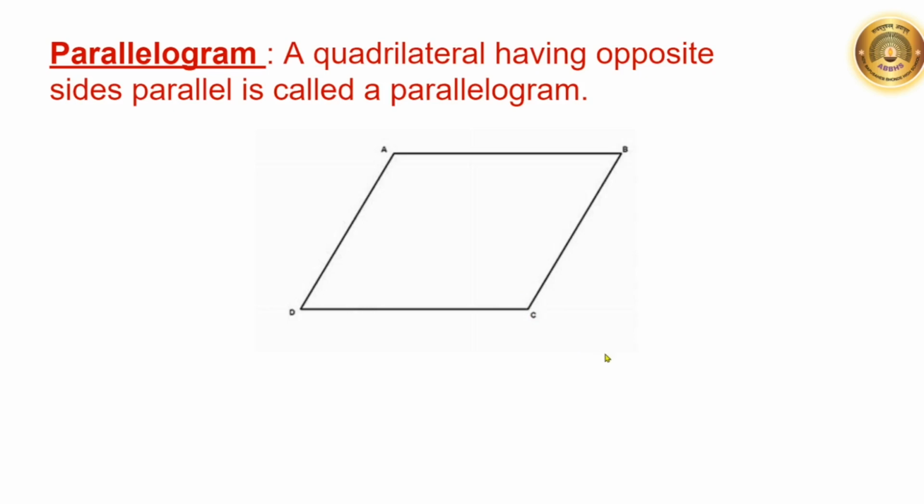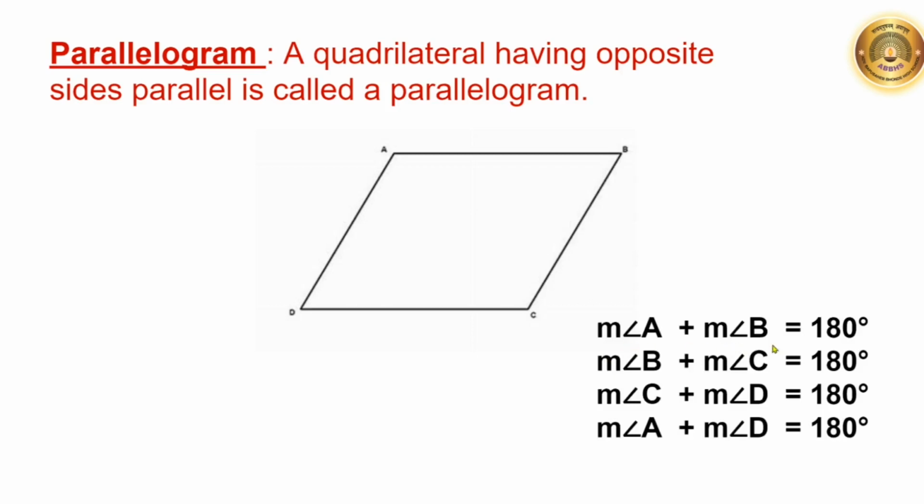Therefore, we can write measure angle A plus measure angle B is 180 degree. Measure angle B plus measure angle C is 180 degree. Measure angle C plus measure angle D is equal to 180 degree. Measure angle A plus measure angle D is equal to 180 degree. These are the interior angles made by the parallel lines. In other words, in a parallelogram, the adjacent angles are supplementary.